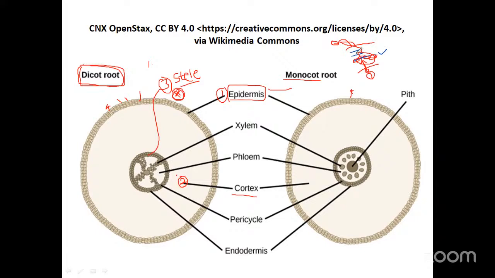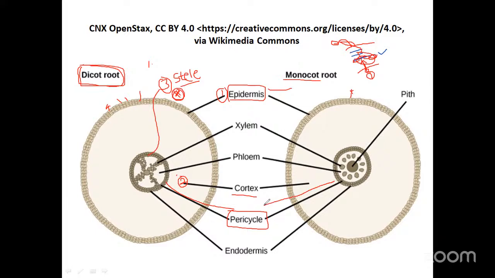And the pericycle. So this is the pericycle. This is the first part of the stele. This first part is the stele. So the first part of the stele is called pericycle. In monocot root also the same. First layer, the pericycle.